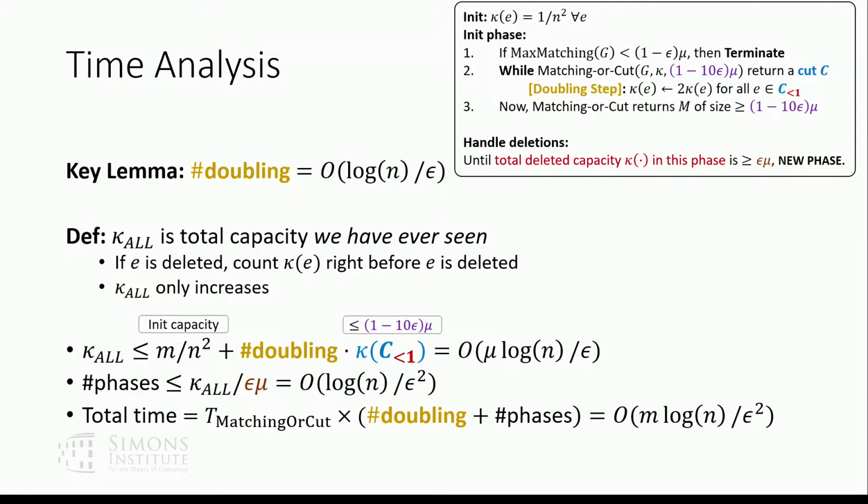So what is the total time? Well, basically, every time during a new phase, we have to call matching or cut to figure out, is there a matching or is there a cut? And also every time we double, we didn't find a matching, so we have to call matching or cut. But both of these are just log n, and the time to find a static matching or cut is just linear, so our running time is like m log n. Okay, so given the key lemma, that's the whole analysis. So if there are no questions, the next step is proving the key lemma.